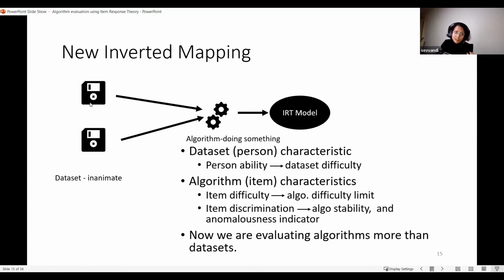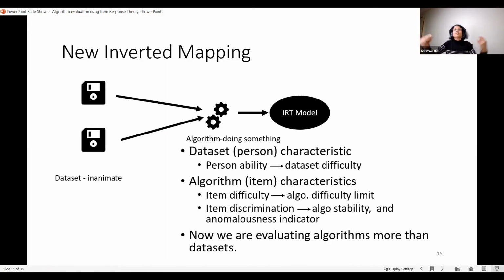then you're thinking of data sets as people. And then the person ability, in the end, gets translated to data set difficulty. That's what it gets translated to after doing things. And then you have the item characteristics. Those are the algorithm stuff. The item difficulty gets translated to the algorithm difficulty limit. So that's the limit, the highest limit that the algorithm can handle. And from the item discrimination, we get two things, the stability and the anomalousness indicator for the algorithms.